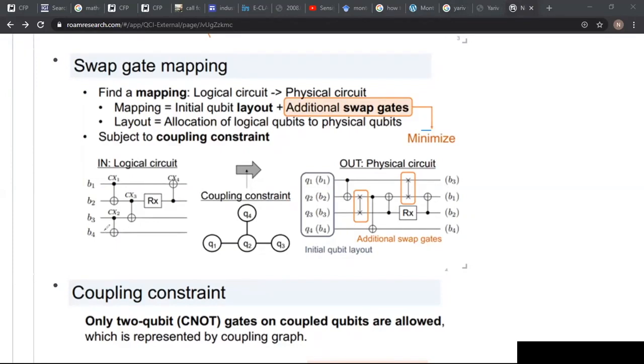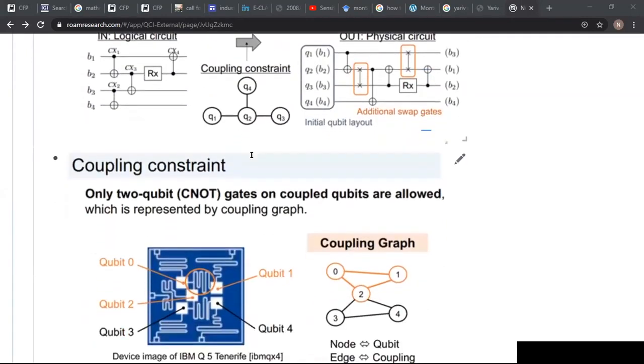Like you have a CNOT from 3 to 4, but you have a gate from 2 to 4, and you didn't have a swap gate here, you didn't have a swap gate here. So these are differences which you'll notice when implementing the circuit which we have made on a system, and when it gets mapped down to the physical circuit. So why these differences? Yeah, this was all because of the coupling constraint.